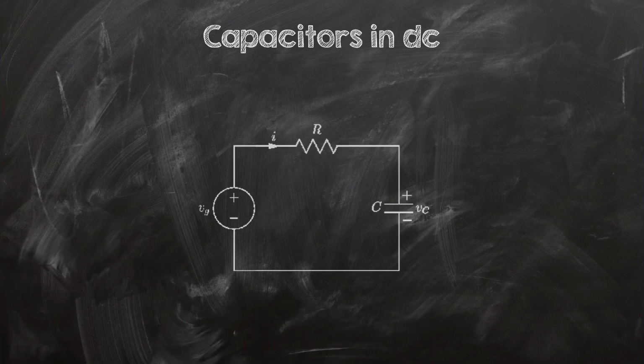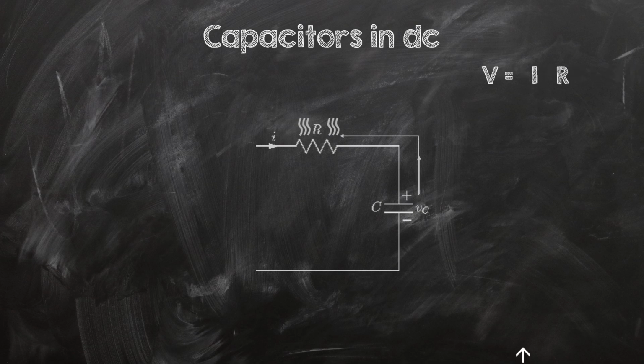If the DC supply is removed, the capacitor begins to discharge through the resistor. The voltage falls exponentially through the equation shown. This is the same process in reverse. The stored energy is released back into the circuit.